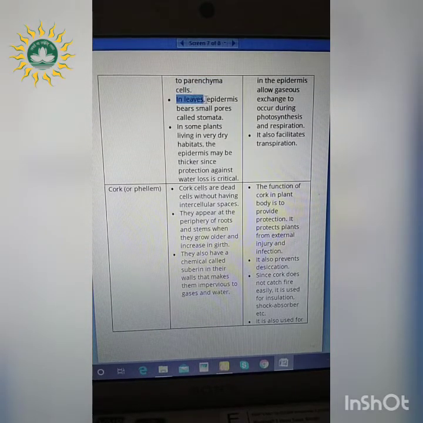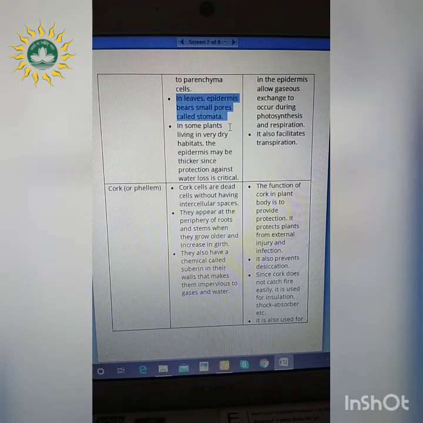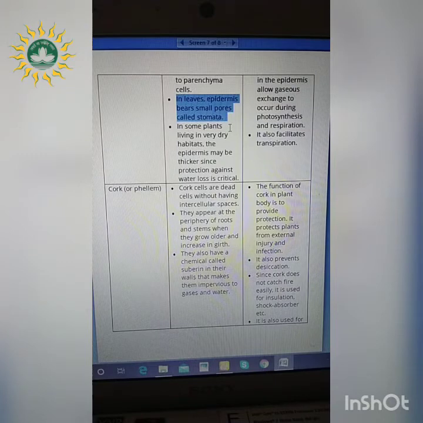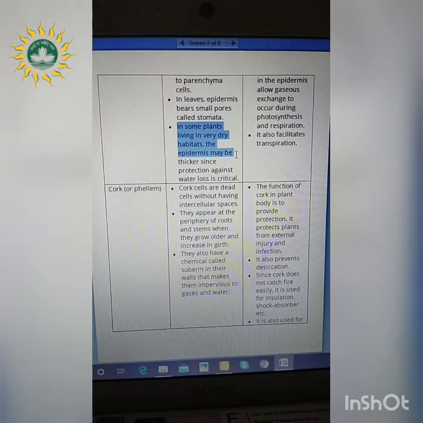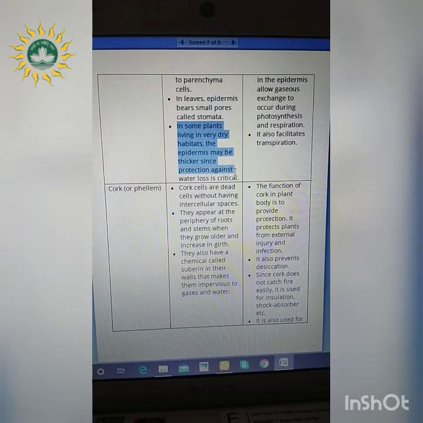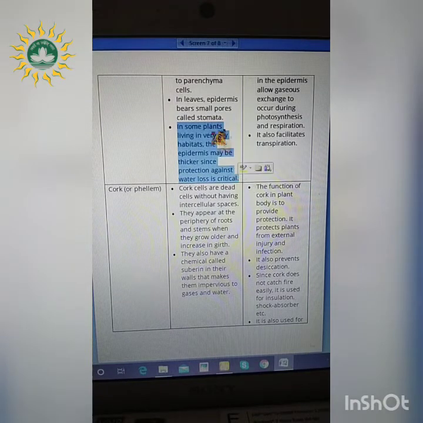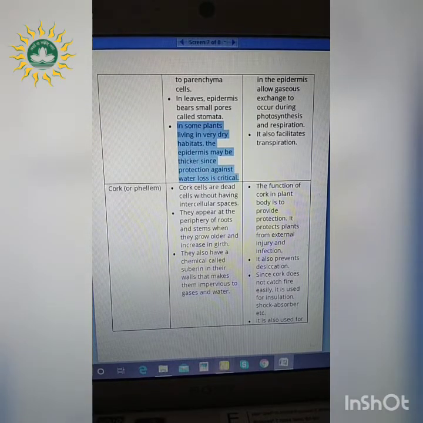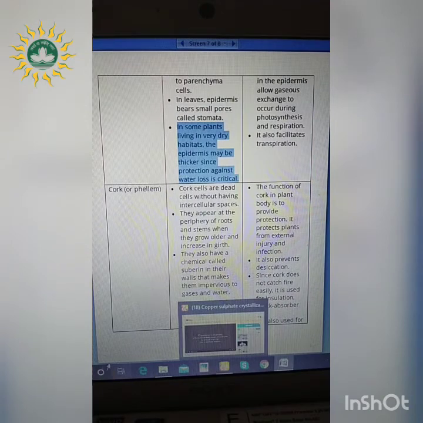In leaves, what happens? The epidermis bears small pores called stomata. Now, what is the function of these stomata? The stomata help in the transportation of gases such as oxygen and carbon dioxide. In some plants living in very dry habitats, the epidermis may be thicker since protection against water loss is critical. So the water loss should also be taken into consideration.